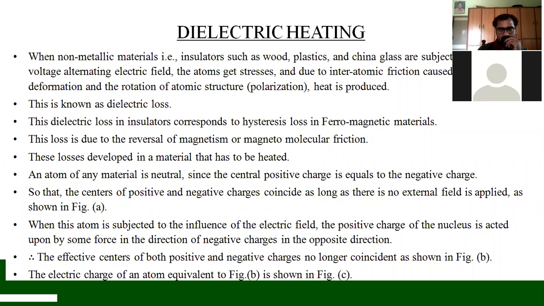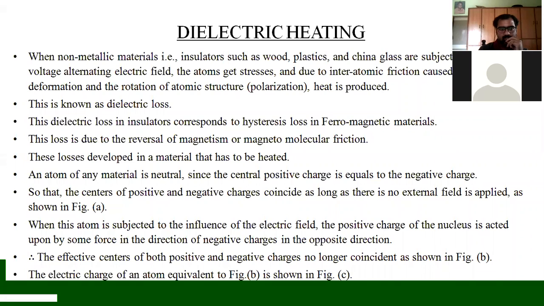This is going to be caused by the deformation. So all this process is known as polarization. Due to this polarization, whenever pressure is maintained on the atom, by supplying a high voltage and alternating electric field, heat is going to be produced.